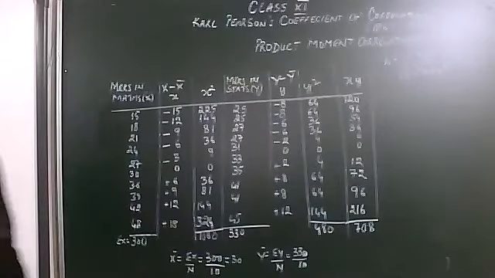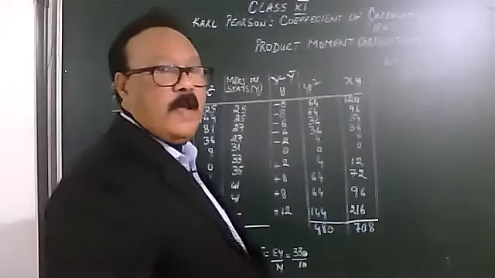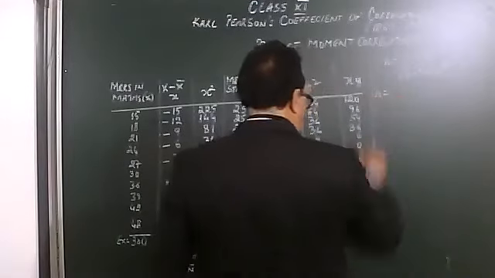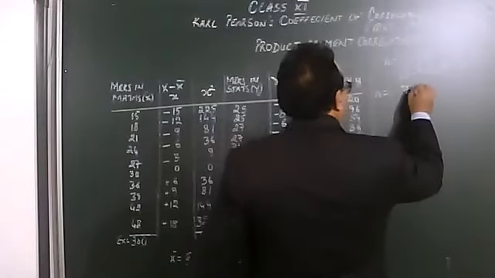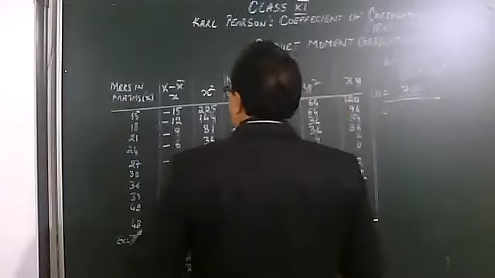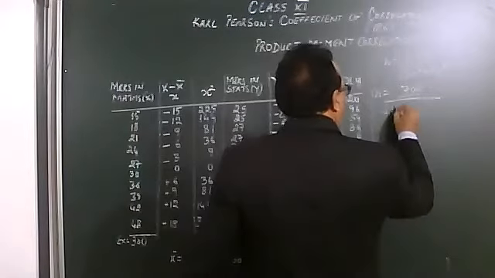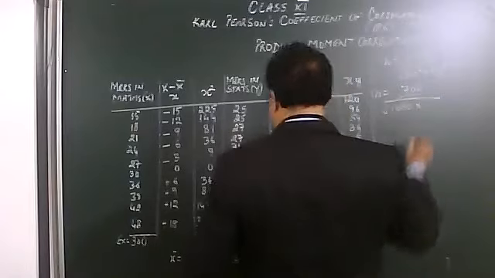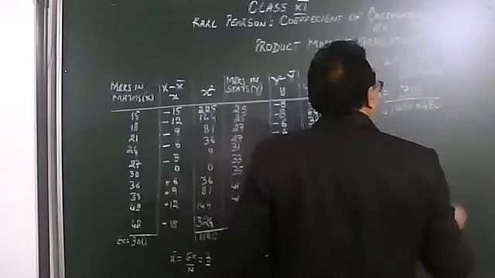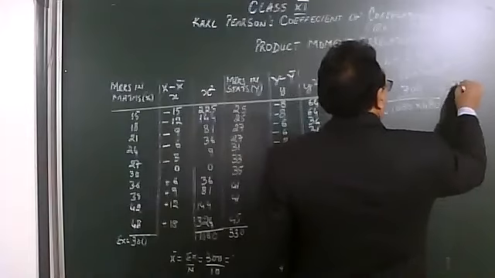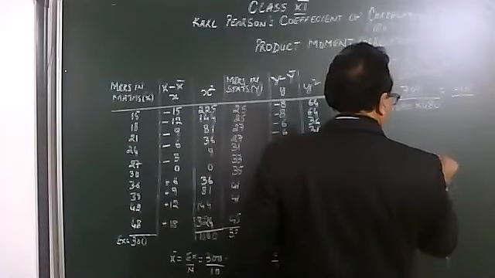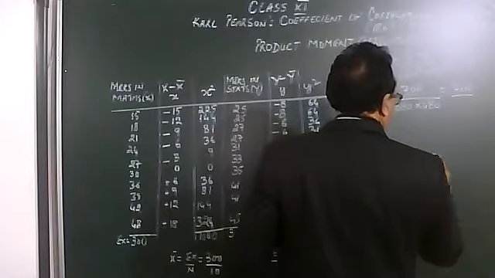Okay, now we will substitute these values in the formula. Correlation is equal to sigma xy, which is 708, upon under root sigma x squared, which is 1080, multiplied by 480. That is equal to 708 upon, multiply these two first, 1080 and 480.